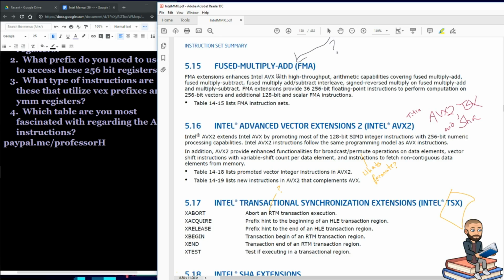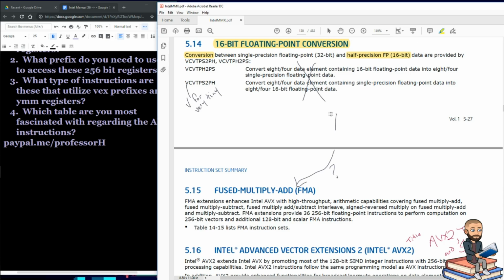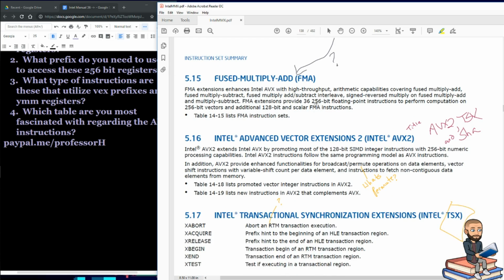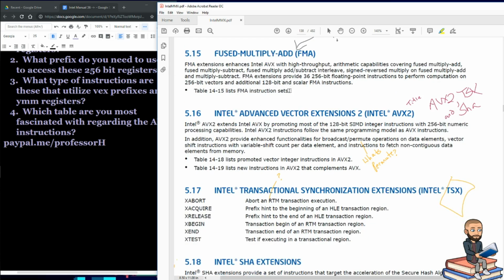Now we have a fused multiply add next. I forgot why I drew an arrow and a question mark. Sometimes I take these notes and I don't even remember why I did something.